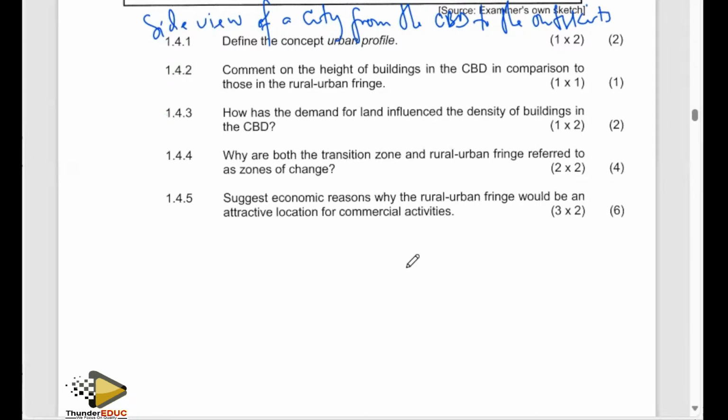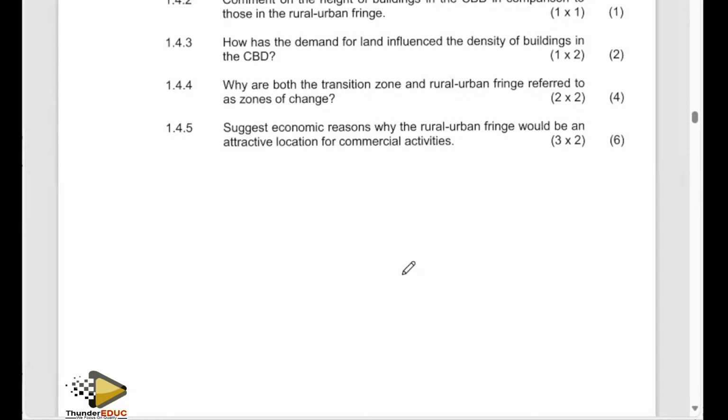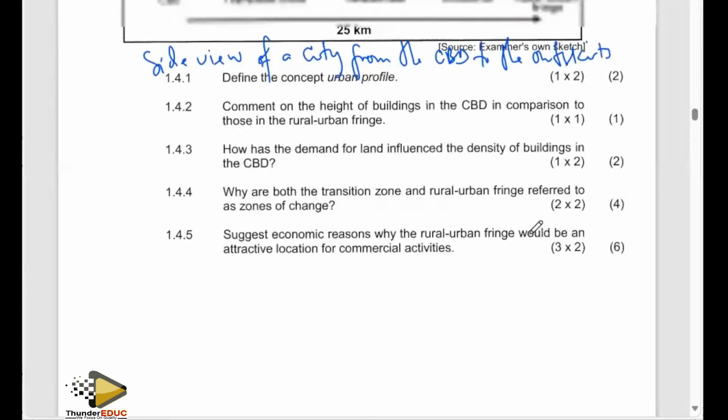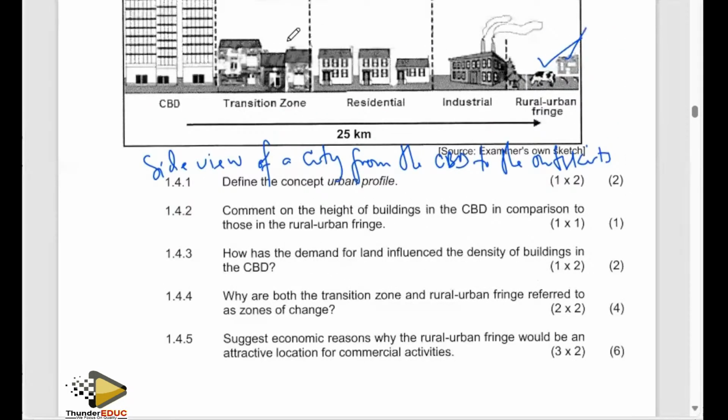Right, we'll go on to the next question. Why are both the transition zone and the rural urban fringe referred to as zones of change? Why are they zones of change? We are looking at the zone of transition. This one here, it's a zone of change. And this one here, the zone of change. Why is it regarded as a zone of change?